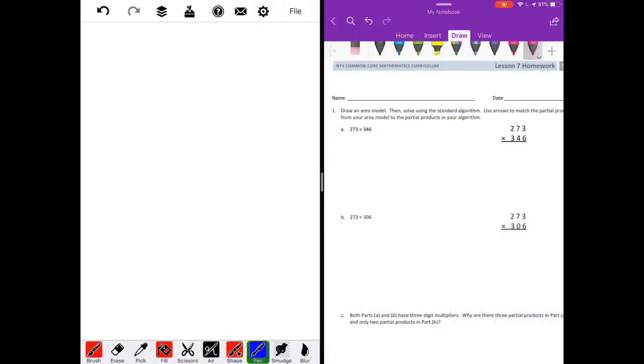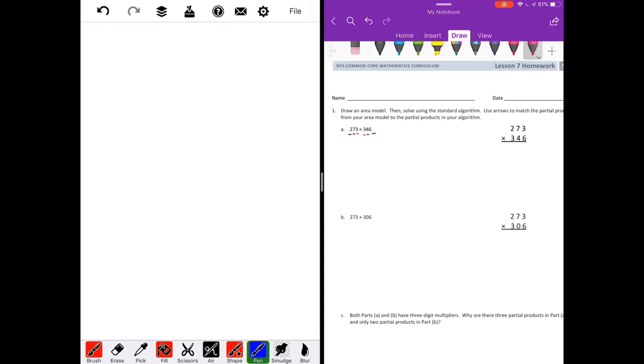Lesson 7 homework. Draw an area model, then solve using the standard algorithm. Use arrows to match the partial products from your area model to the partial products in your algorithm. So I'm going to use this bigger space over here because these are going to be pretty large area models. So we have 273 times 346.